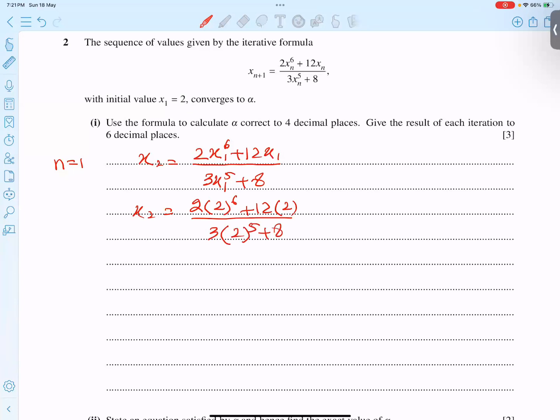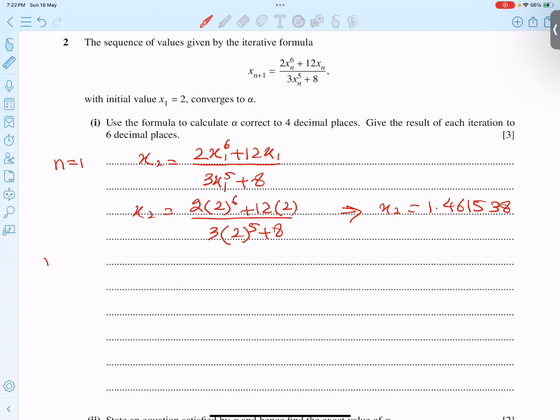So when I type in the calculator, let me check. In a fraction, 2 in the bracket, power 6, plus 12 times 2, and in the denominator 3 times 2 in a bracket, power 5, plus 8. So my first answer, he said 6 dp, okay, 6 decimal places. So x2 I'm getting here 1.461538. Okay, I have to look for it.